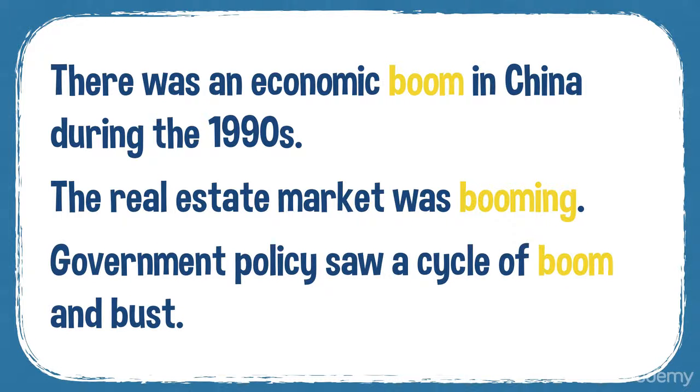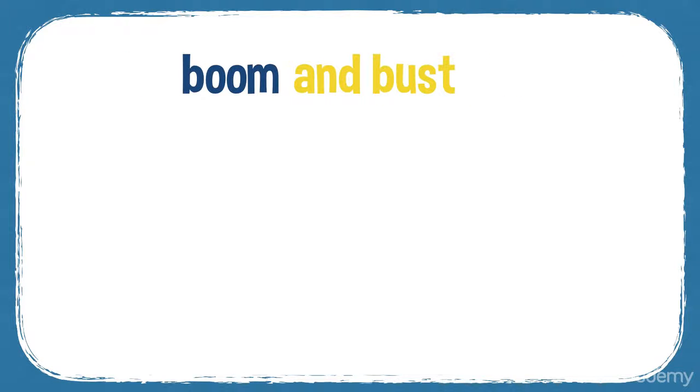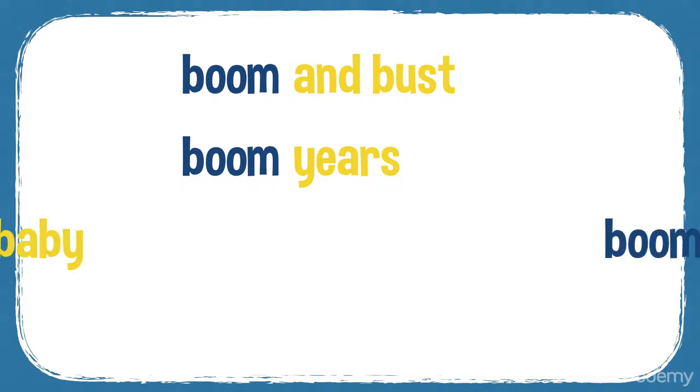Government policy saw a cycle of boom and bust. Boom and bust are opposite, so a boom is when the economy is growing rapidly. Bust is when it's not growing, it's either stagnated or it's declining. So boom and bust often go together. So sometimes governments make the economy expand really fast, but those policies then lead to a bust. We often talk about the boom years, when there was rapid economic expansion.